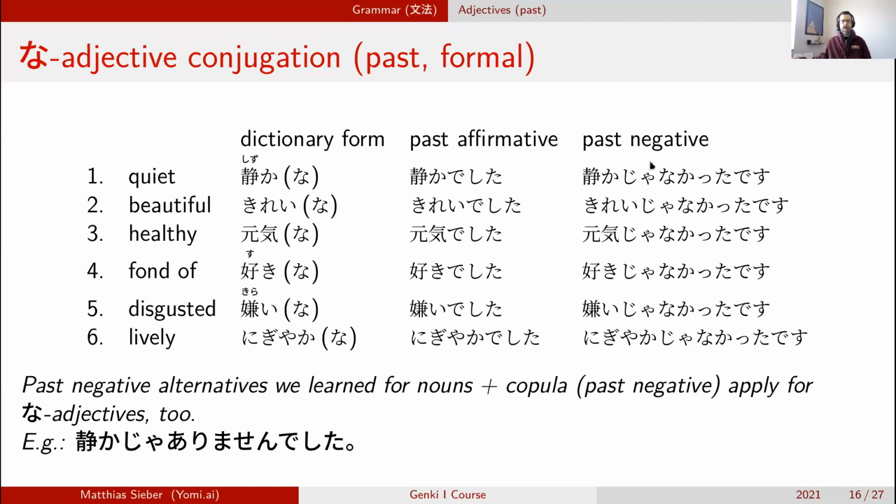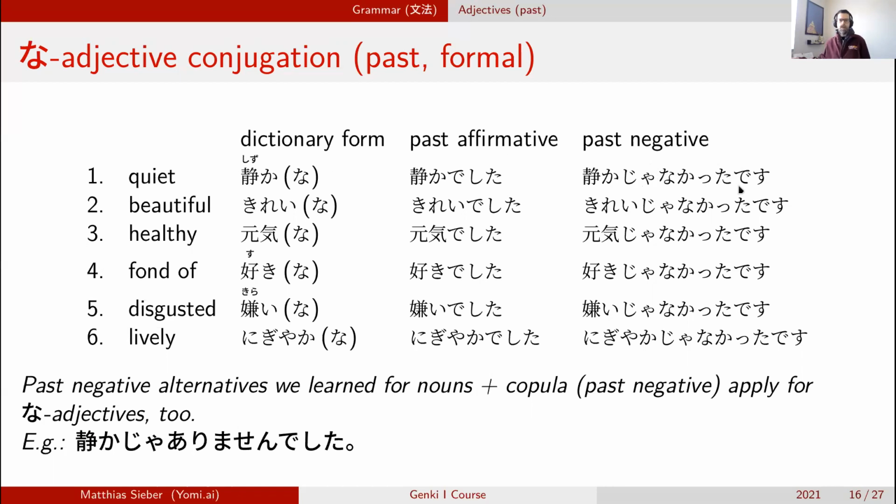Okay. So the past negative looks a little bit more complicated, unfortunately. We still have our dictionary form without the na, and then we have janakatta desu. You can think of this as, well, we have janai, for example janai desu in the non-past, and the i here is just replaced by katta, just like the i adjectives. Maybe it helps you, maybe not. If this explanation doesn't help you, just remember to attach janakatta desu.